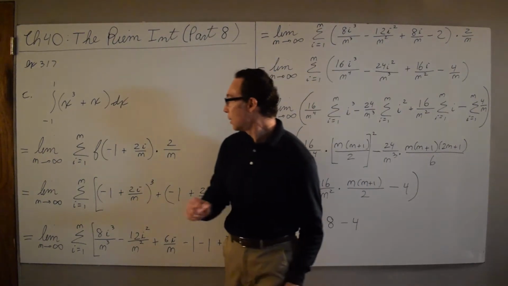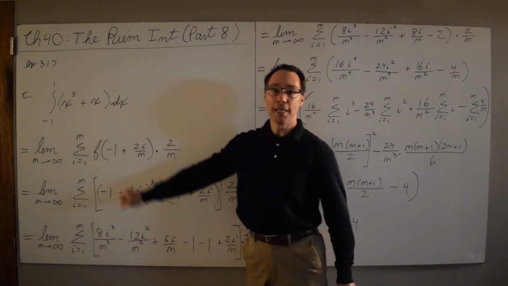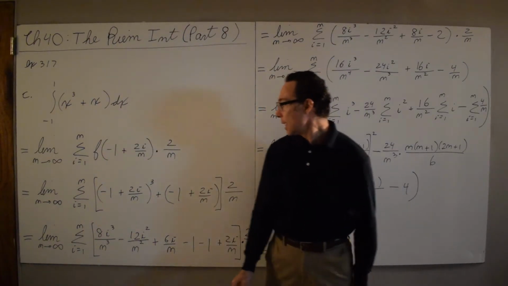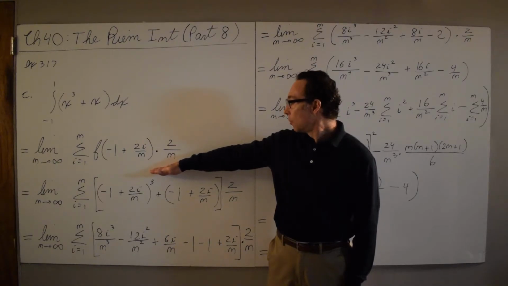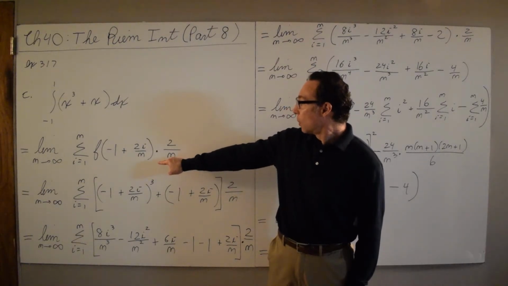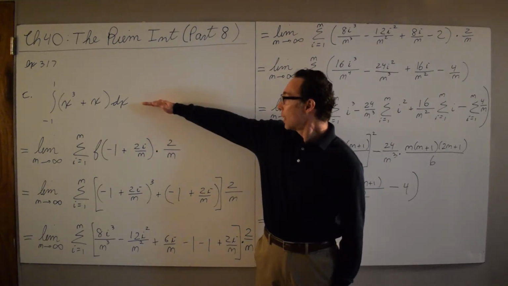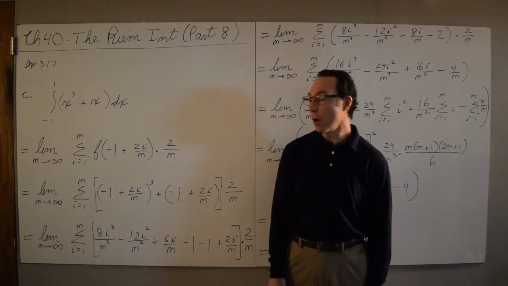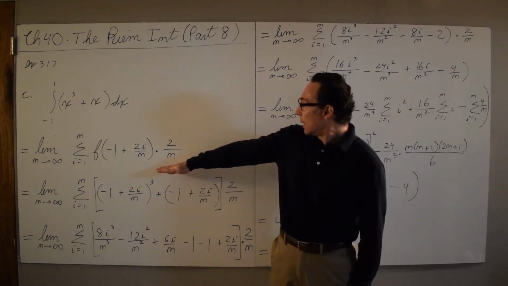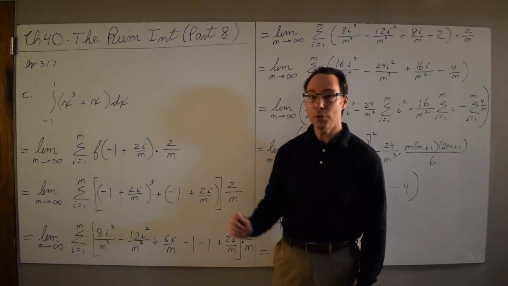And so we have the integral from -1 to 1 of x cubed plus x dx. And again, we're going to use theorem 314, which is telling us that when we calculate this integral, we have a continuous function, x cubed plus x, on the interval -1 to 1. And that is an integrable function, so we can calculate the integral.